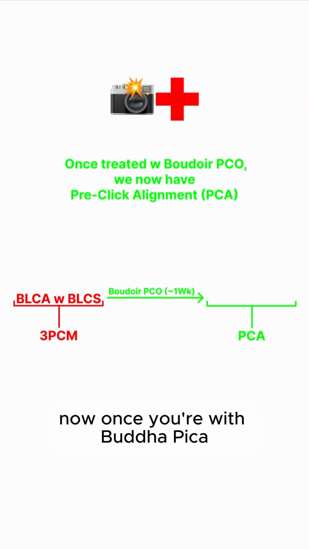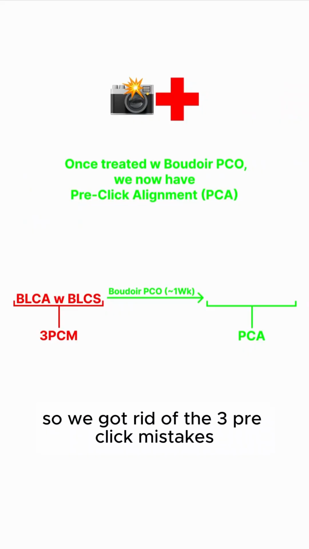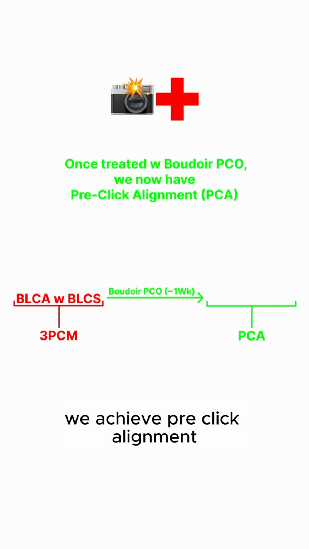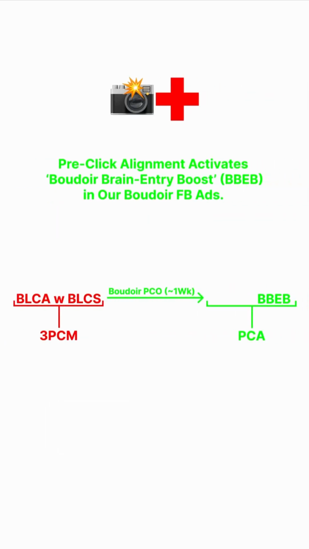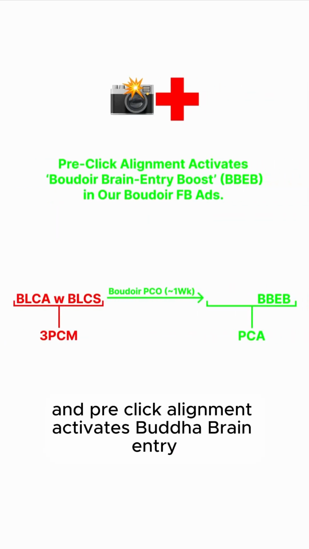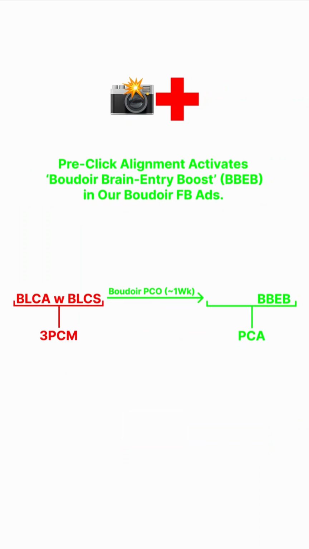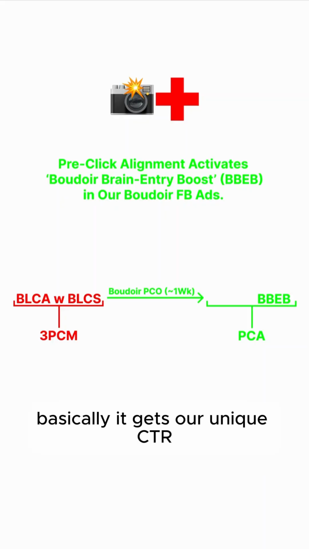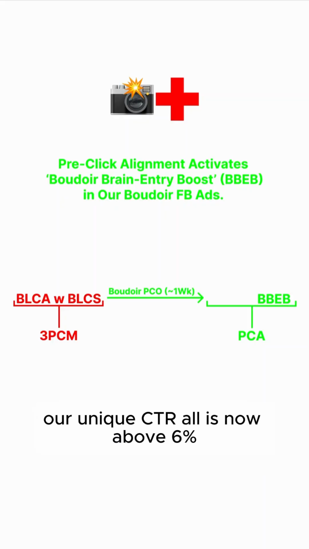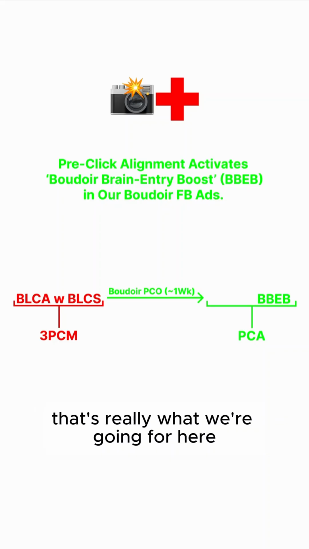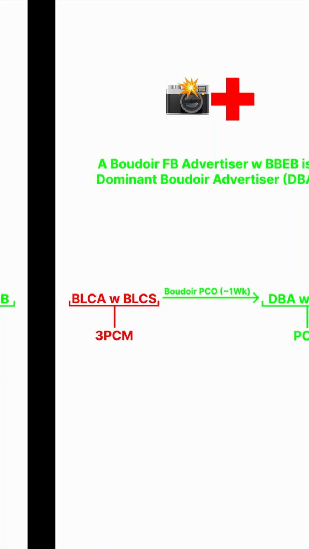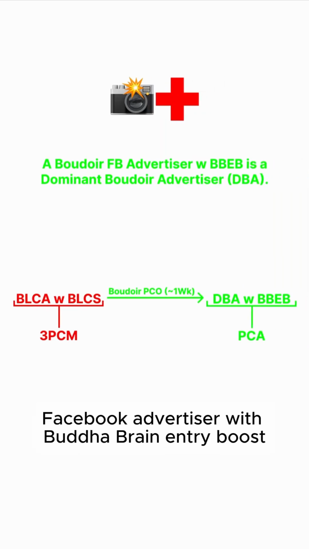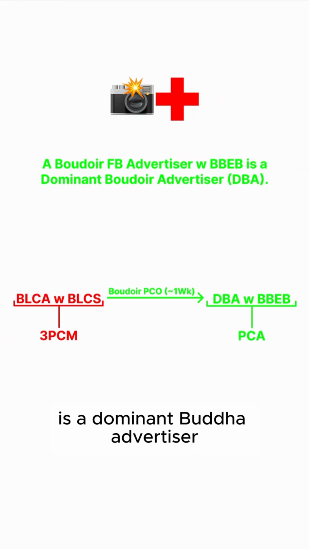Now, once treated with Boudoir Pico, we now have pre-click alignment. So we got rid of the 3 pre-click mistakes. We achieve pre-click alignment. And pre-click alignment activates Boudoir Brain Entry Boost, BBEB, in our Boudoir Facebook ads. Basically, our unique CTR is now above 6%. That's really what we're going for here. And a Boudoir Facebook advertiser with Boudoir Brain Entry Boost is a dominant Boudoir advertiser.